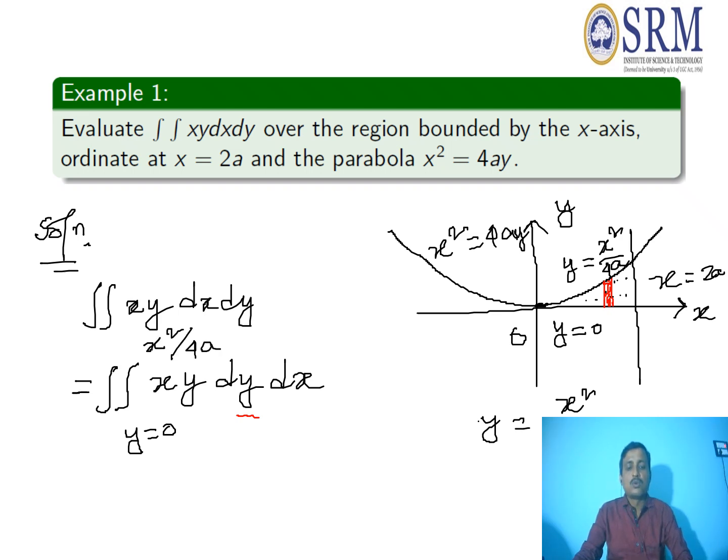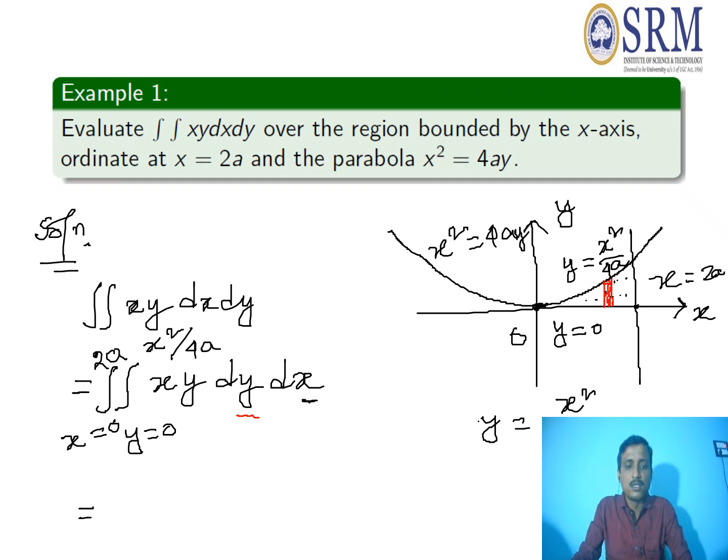Next, you should write the limits from starting to ending. Next one is for x, the x limit. That means x is starting from the origin to the highest, x = 2a. That means x starts from x = 0 to x = 2a. This is the way to write the limits whenever you get this type of problem. So fine, we have written all the limits.